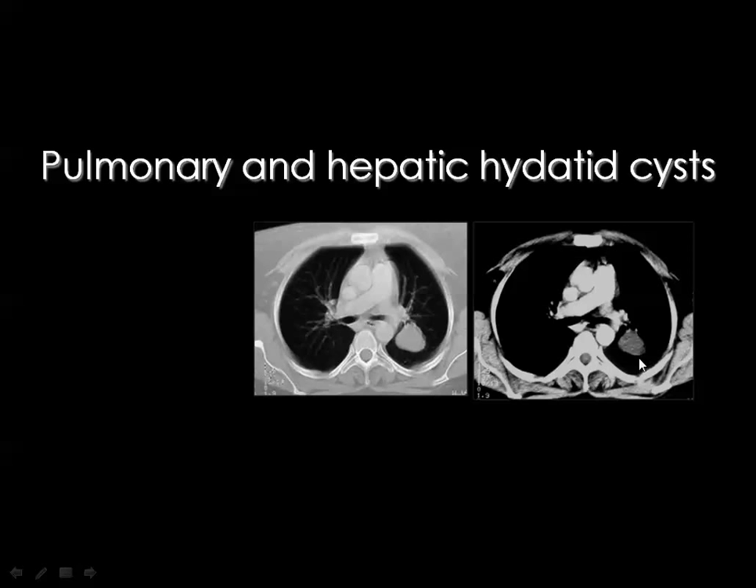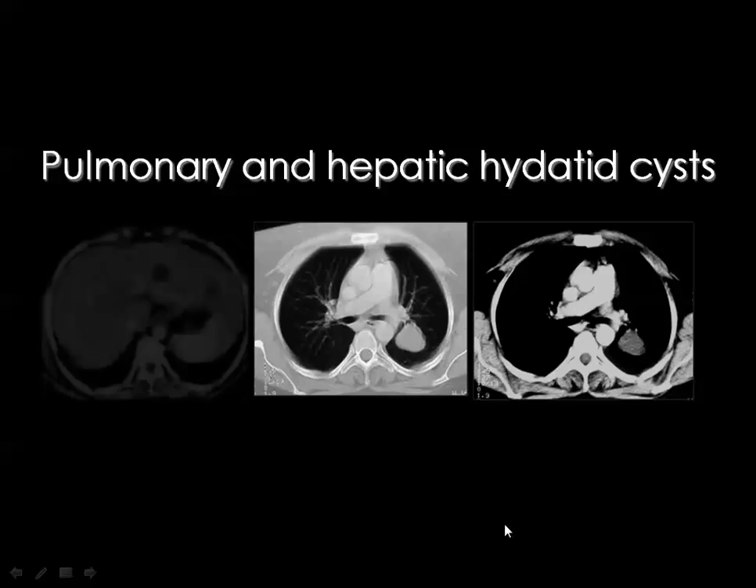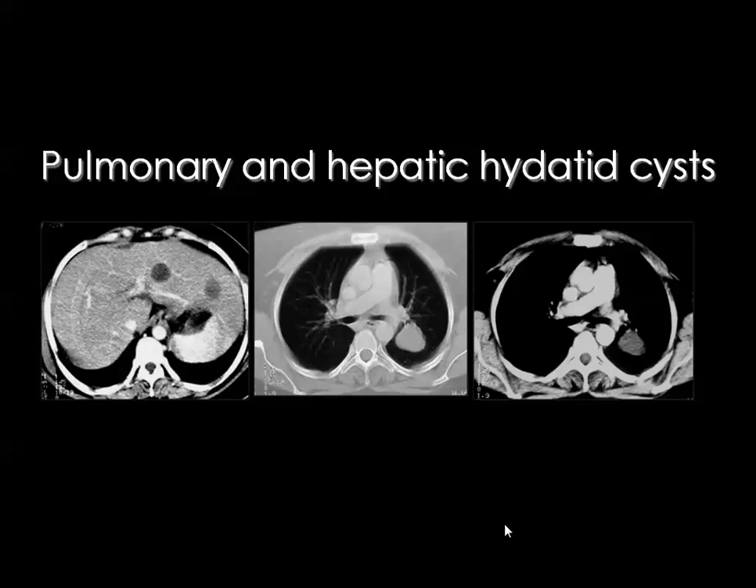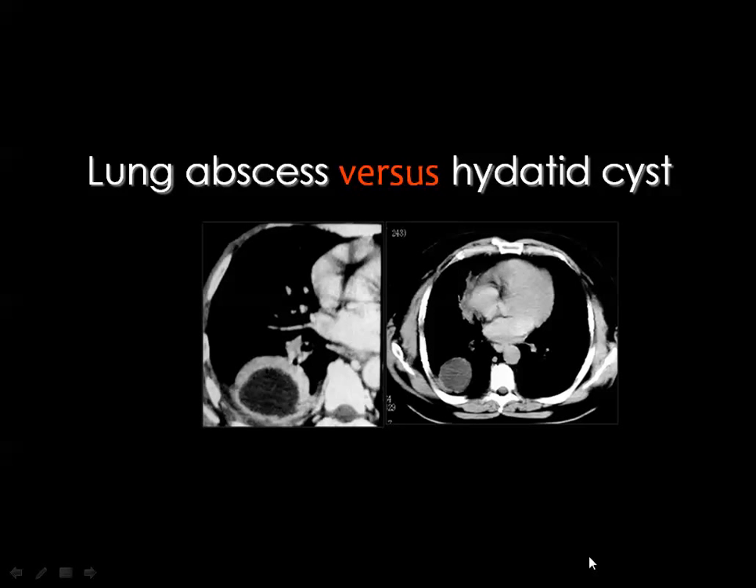So if you see a nodule or a mass totally containing water, and it is located inside the lung, you may think that you are dealing with a hydatid cyst. And frequently in the pediatric age group and also in adults, you can see other hydatid cysts in the liver or in the spleen. And this is the difference between the lung abscess and the hydatid cyst.